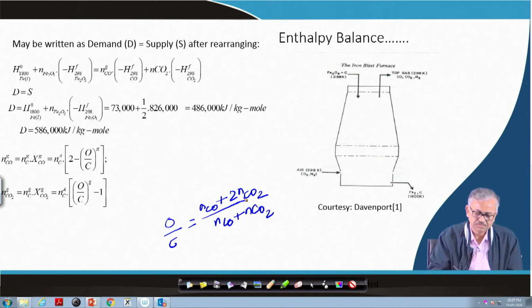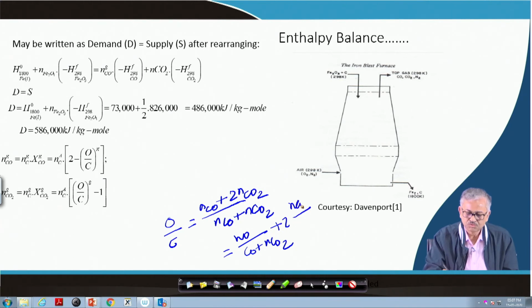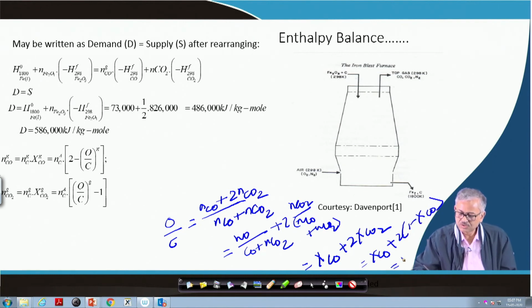This is what we have written. You can write simply NCO by NCO plus NCO2 plus twice of NCO2 by NCO plus NCO2. Now, the first term is XCO plus 2 of XCO2, and then it is XCO plus 2 of 1 minus XCO. So it simply comes to 2 minus XCO. So O by C comes around 2 minus XCO, that is, the XCO mole fraction of CO you can write in terms of O by C and 2 minus O by C of gas.